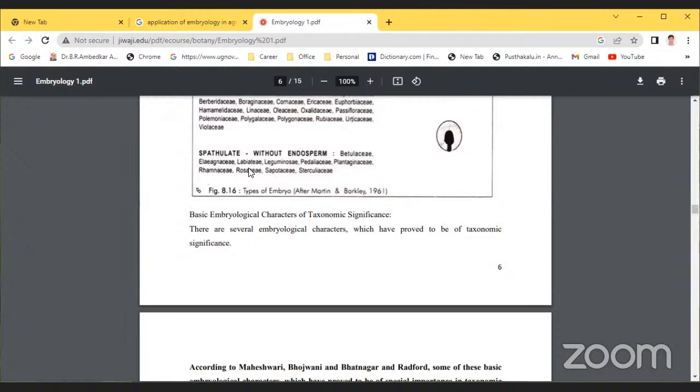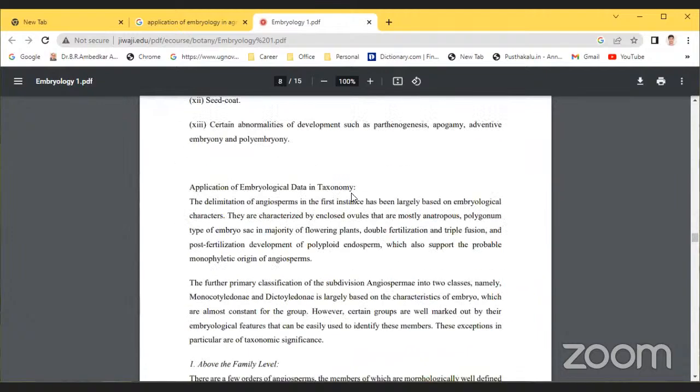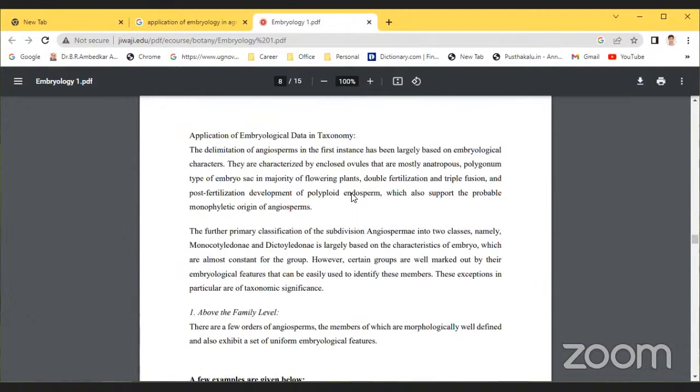Just see your book, page number 288. All of you see the textbook, page 288. So anther, pollen grains, ovules, female gametophyte, endosperm, embryo, seeds, and Podostemaceae. These are the approaches to taxonomical problems.